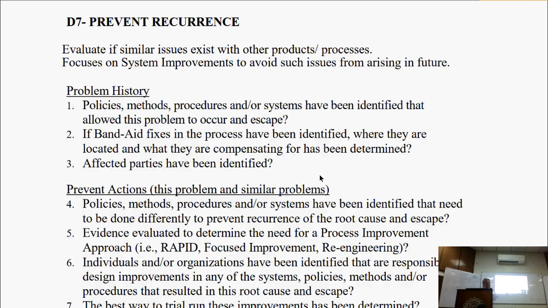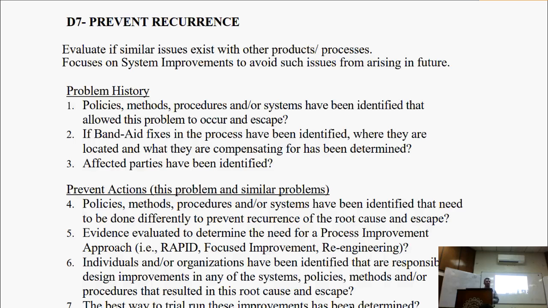Now we're going to jump on to the last one, and then I will try to grab some discussion once you finish it.